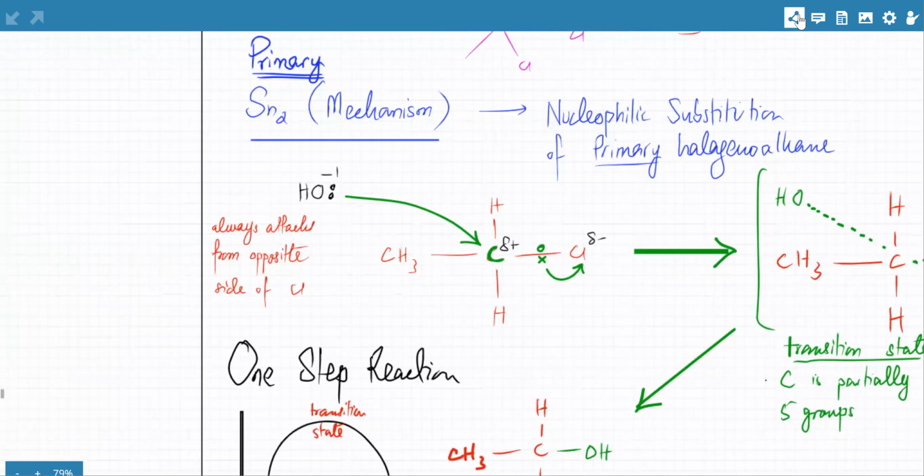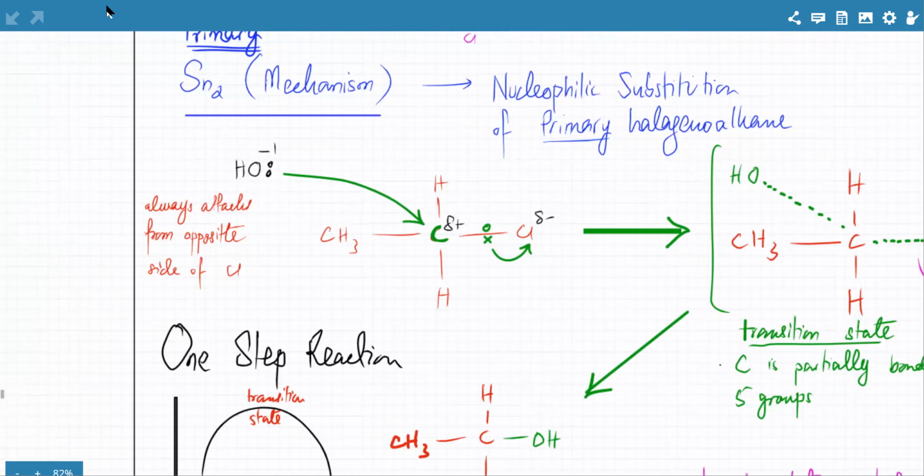Basically all halogenoalkanes will undergo nucleophilic reactions. The nucleophile would come and attack the positive carbon atom.